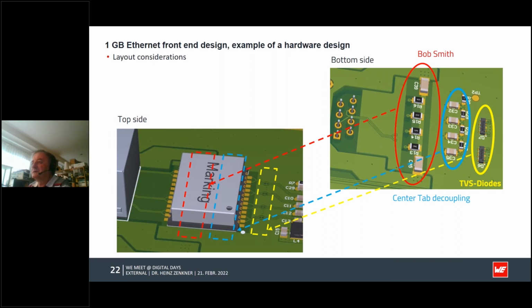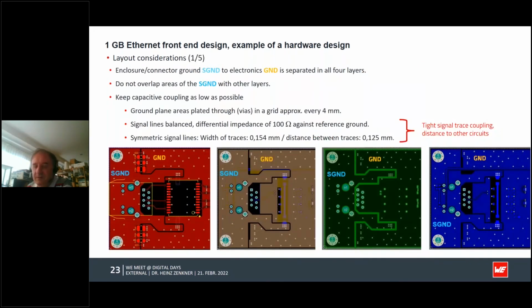Looking at all the four layers, this is a 4-layer board. We have the separation, which is the most important thing here: the digital ground, which is called ground here, the yellow one, and the shield ground, the blue one. You see the strict separation. You should not go over the planes. All the layers are really separated from each other, with no overlay between them.